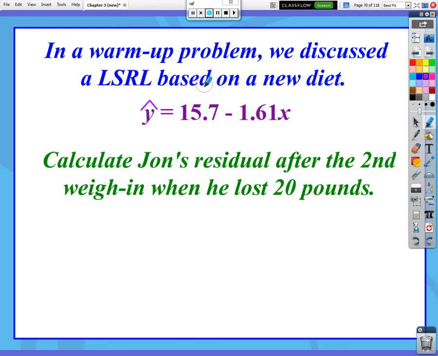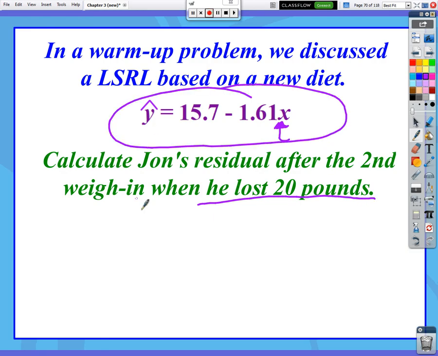So in a warm-up problem that we did in class, we discussed a regression line based on a new diet. And so the question is, calculate John's residual after the second weigh-in when he lost 20 pounds. So for those that don't know, X represents which weigh-in you're doing here, and each weigh-in is after, I believe, a 4-week period. So after the second weigh-in, that means 8 weeks have really passed, but X is defined as the number of weigh-ins. So really 8 weeks have passed, but we're not going to plug 8 in. And then he actually lost 20 pounds.